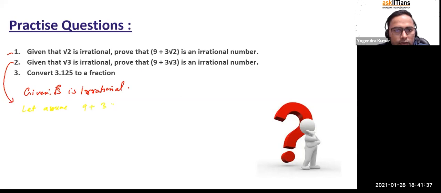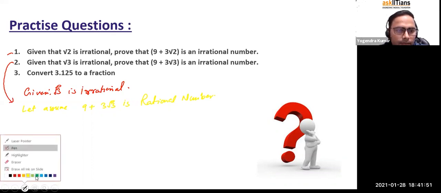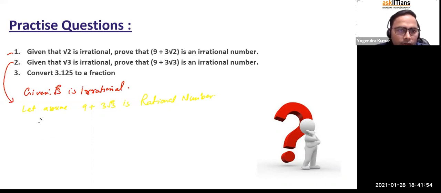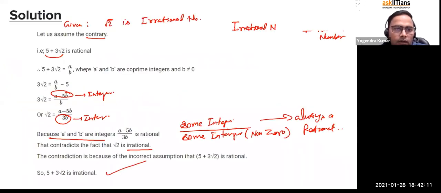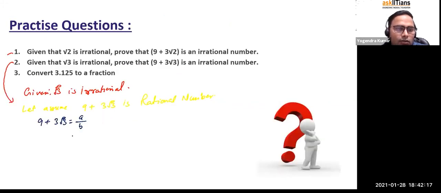9 plus 3 root 3 is a rational number, right? I can assume it to be a rational number. So now 9 plus 3 root 3 is equal to a by b form, like we have done before, where a and b are co-prime integers, b is not equal to 0. We can write down this whole statement, right?